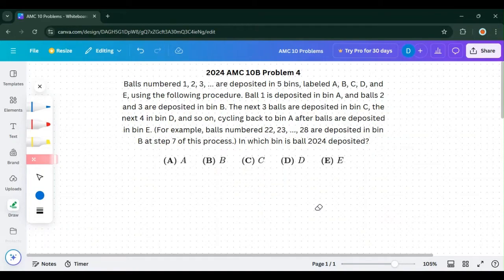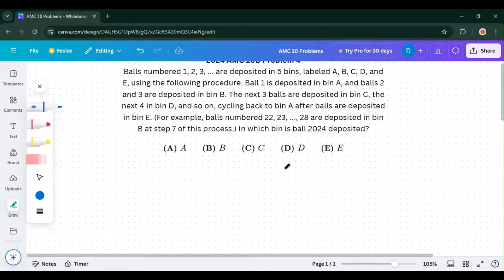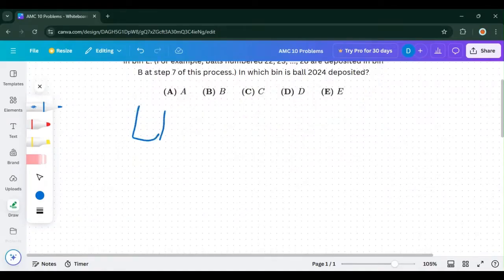How do we solve this word problem? As you see here, this is a counting problem. So what we're going to do first is understand how this game works and draw a diagram, so it'll help us solve the problem. Okay, so we're first going to draw a diagram.